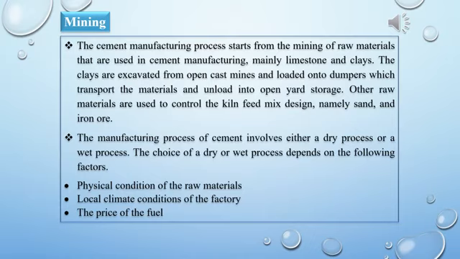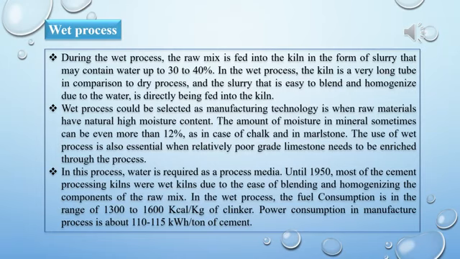So these are the important and major conditions which decide which method will be used to produce the cement. It may be dry or it may be wet process. Now students, in the manufacturing of cement, the first process we are going to discuss is the wet process.